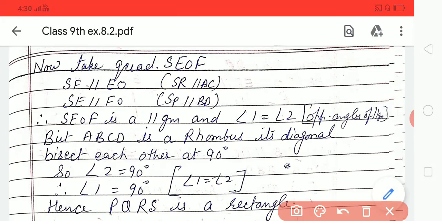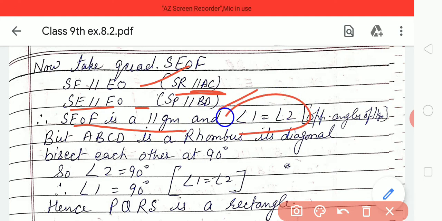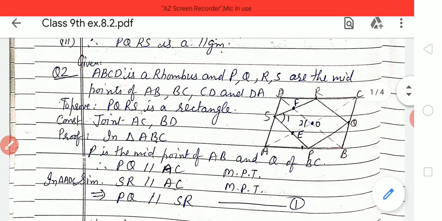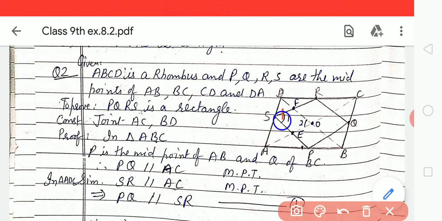In SEOF you can see that SF and OE both are parallel because SR and AC are parallel, SE and FO are parallel because SP and BD are parallel. So we can say that this is a parallelogram. So by the opposite angles of the parallelogram, 1 and 2 are equal. If 1 and 2 are equal, come to the figure, here we have 1 and 2, these are opposite angles of the parallelogram, so they are equal.